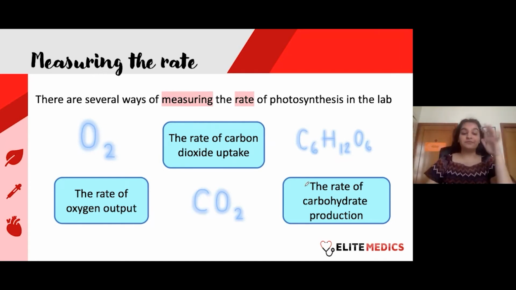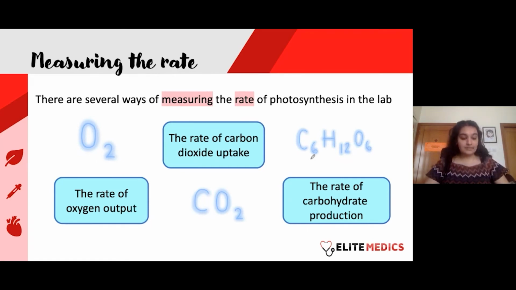So we look at the rate, and we can do this by looking at how much oxygen is given out, because oxygen is a product, remember? If we know that lots of oxygen is being produced by a particular leaf, then we know that lots of photosynthesis is going on there. And the same with CO2 uptake: the more carbon dioxide that's being used, the more photosynthesis is occurring. And again, like oxygen, carbohydrate production: the more glucose that's being made, the more photosynthesis that's occurring.